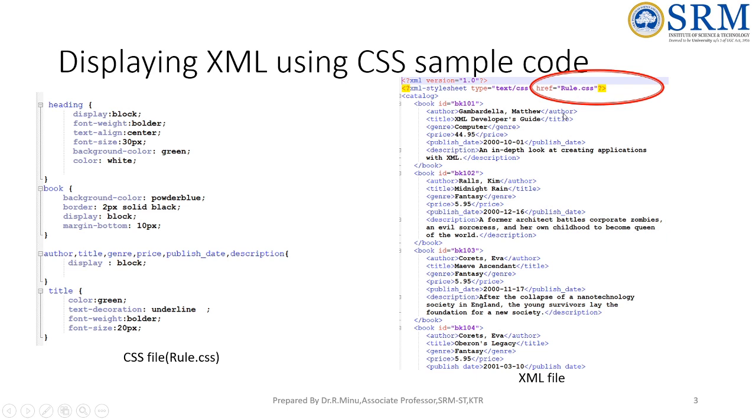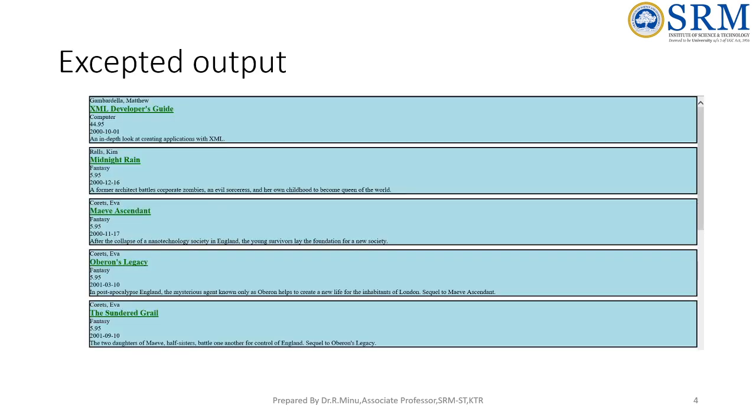So if you run this code, this is the output you may get. You can see that each and every book is written in a box, and as I said, the title of the book is emphasized in dark green color. So let me run this code.